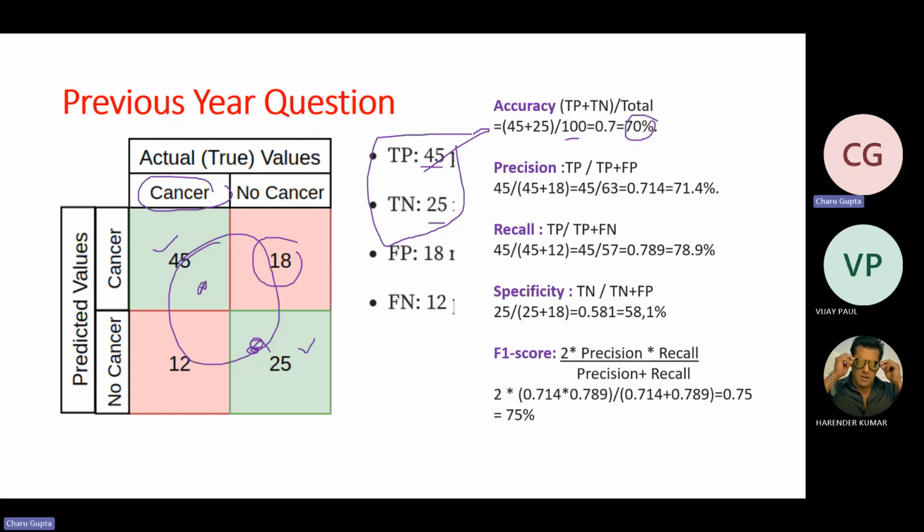Next, precision. The formula for precision is true positive only divided by all the positives. So the true positive is 45 and the other positive values are in the top row. For precision we will take this top row. So the top row is 45 plus 18, which is 63, and the value is 71.4.